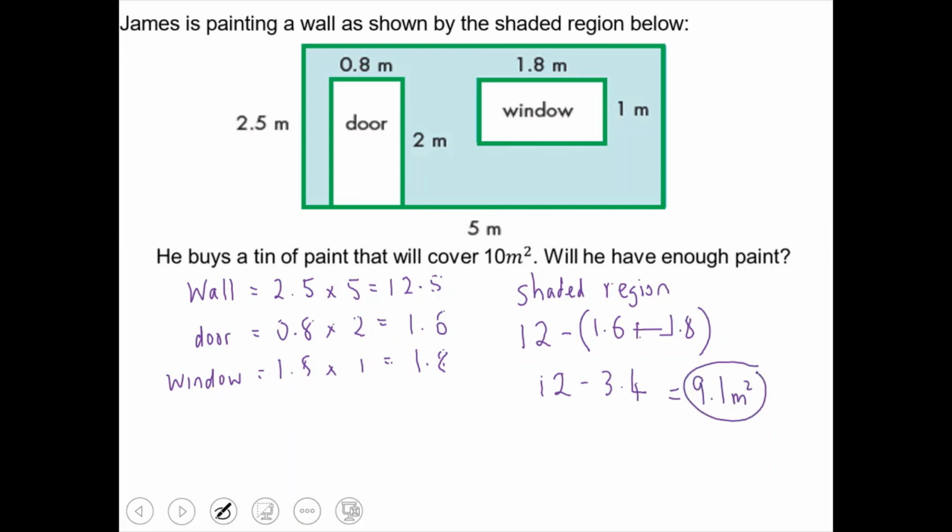Now, this is what I've got as the area for the shaded region, but I've not quite finished my question, because the question says he buys a tin of paint that would cover 10 meters squared. Has he got enough paint? Quite clearly, he's only going to be using 9.1, and he's got 10 meters squared, so I'm going to write down yes he does, because that is answering the question.